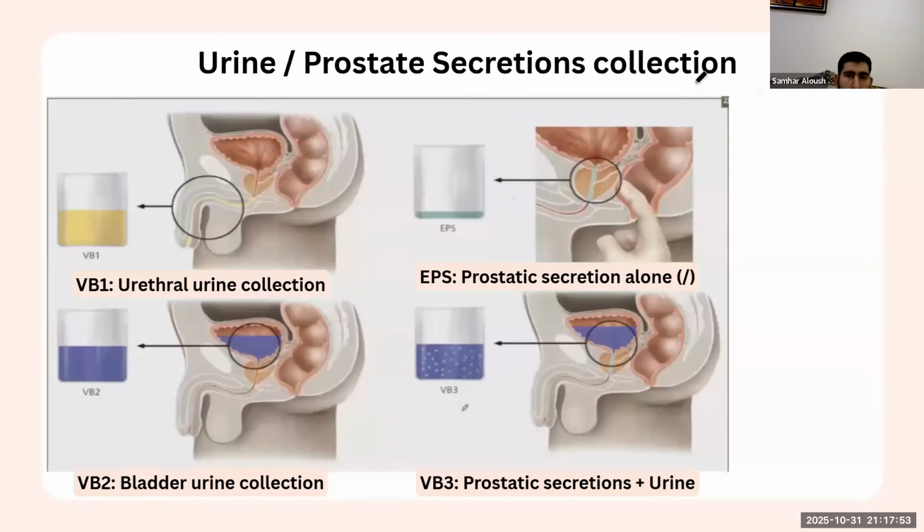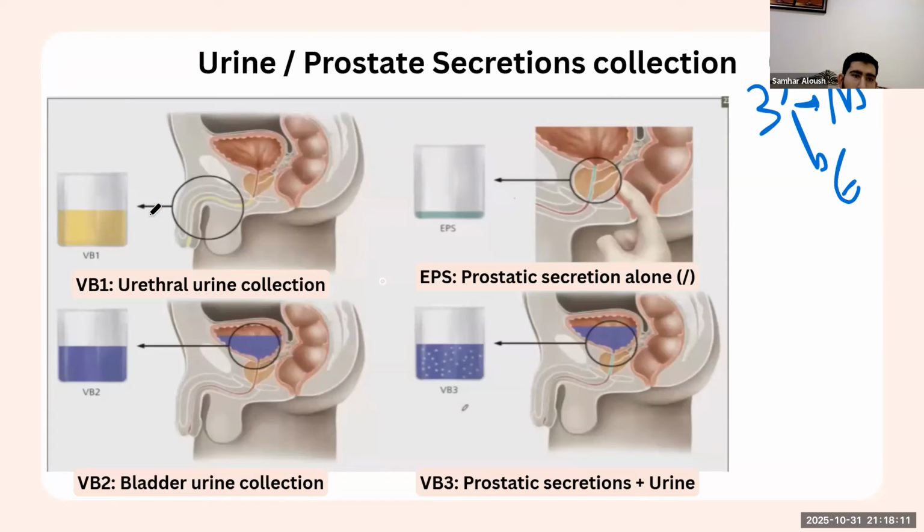Okay, urine prostate secretion collection. We want to do urinalysis. We want to collect the urine from the patient. There are some steps that we need to follow. At first, when someone urinates, it has three phases. Sorry, initial, middle, and end.